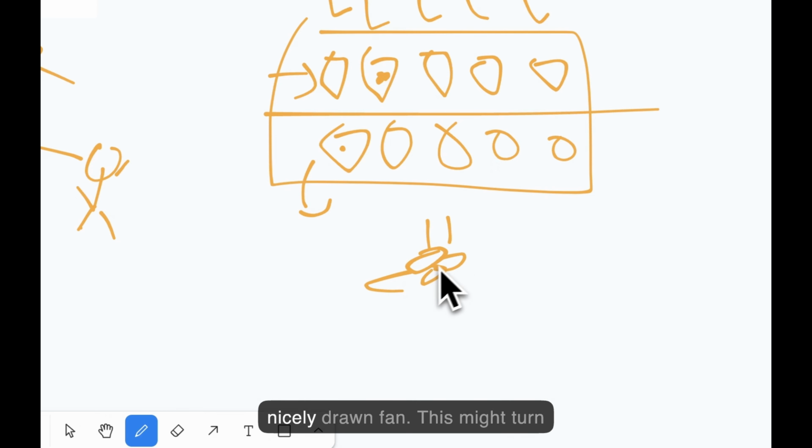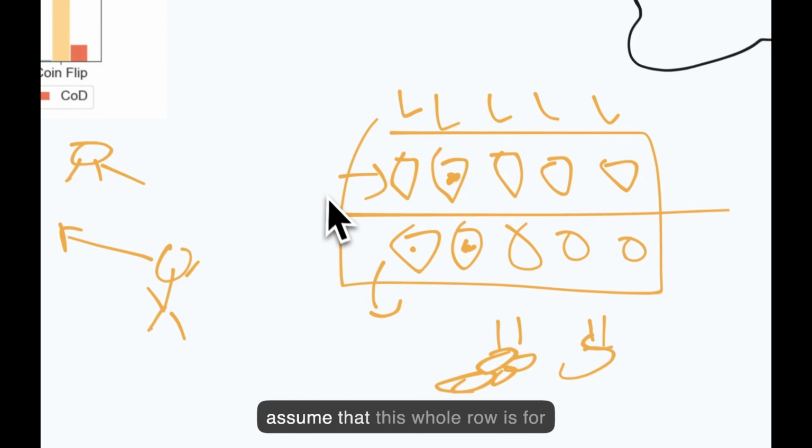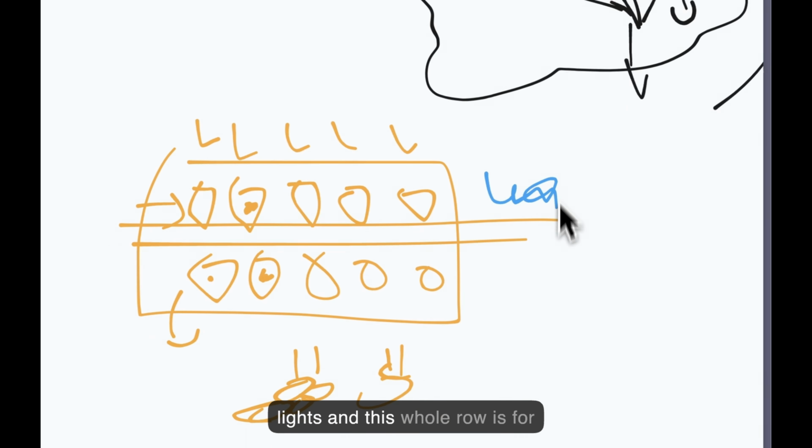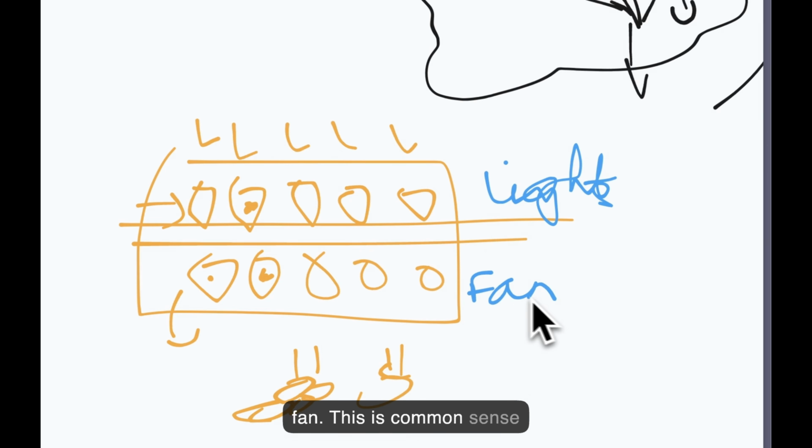Very nicely drawn fan. This might turn on the fan, and to confirm my theory, I might turn this button, and another fan might turn on, and I can now assume that this whole row is for lights, and this whole row is for fans. This is common sense reasoning.